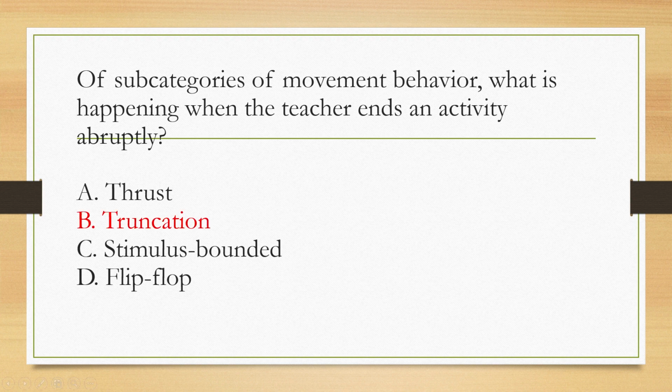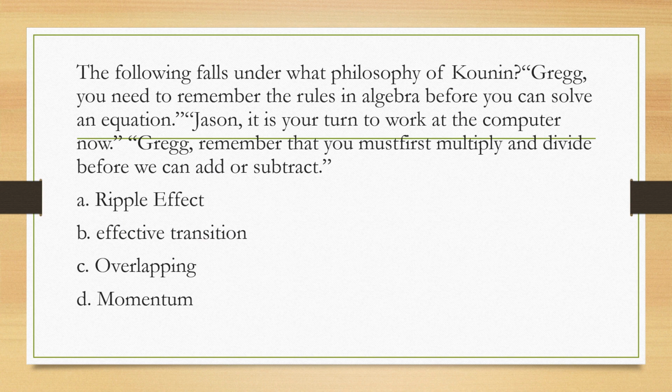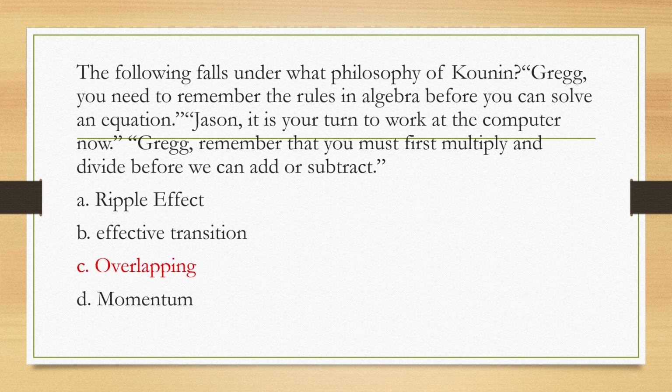Truncation. The following falls under what philosophy of Kounin? Greg, you need to remember the rules in algebra before you can solve an equation. Jason, it is your turn to work at the computer now. Greg, remember that you must first multiply and divide before we can add or subtract. A. Ripple effect. B. Effective transition. C. Overlapping. D. Momentum. The correct answer is C.